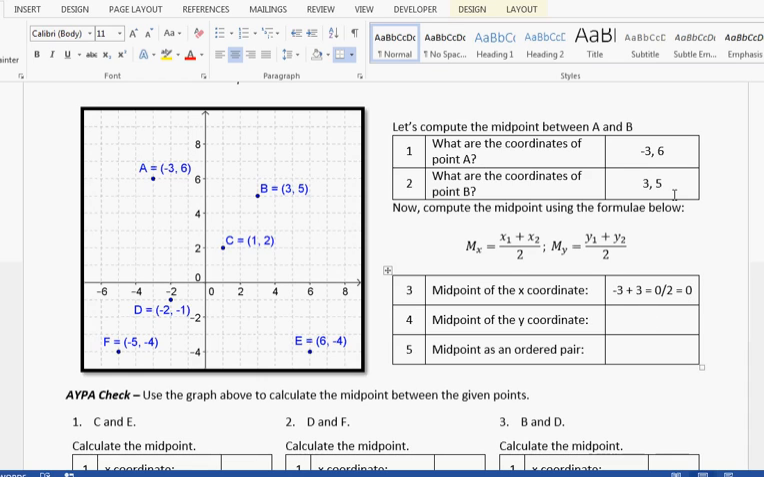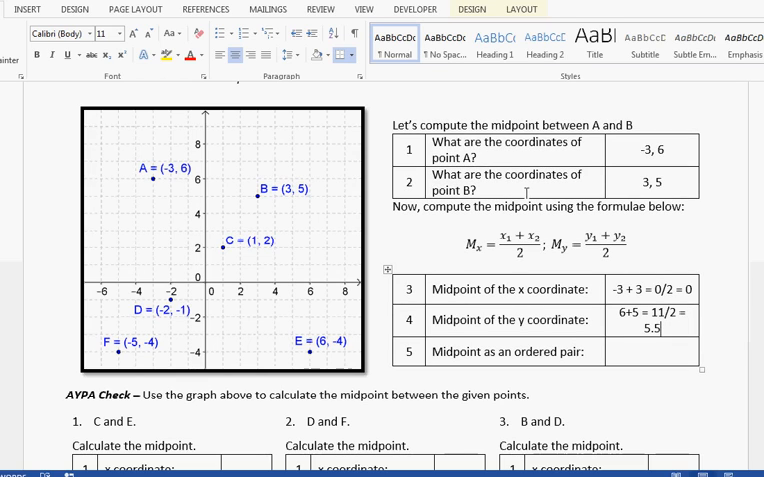The midpoint of the y coordinate would be 6 plus 5, which is 11, divided by 2, which is 5.5. And I clearly did not leave enough room on these tables for this. So what's the midpoint as an ordered pair? Well, the x coordinate is 0 and the y coordinate is 5.5.